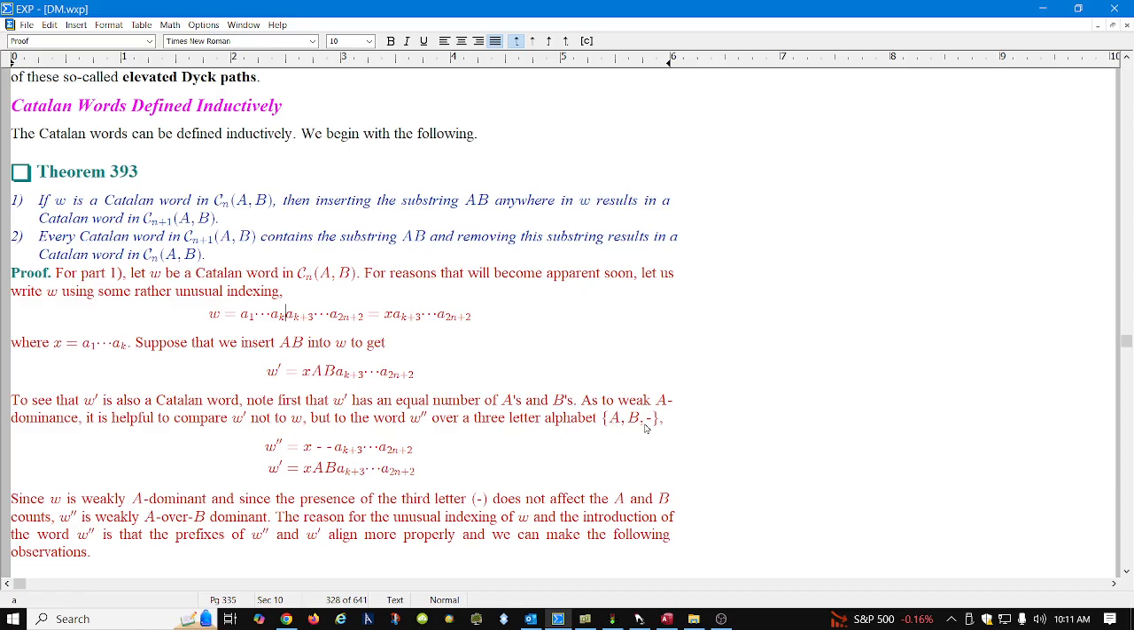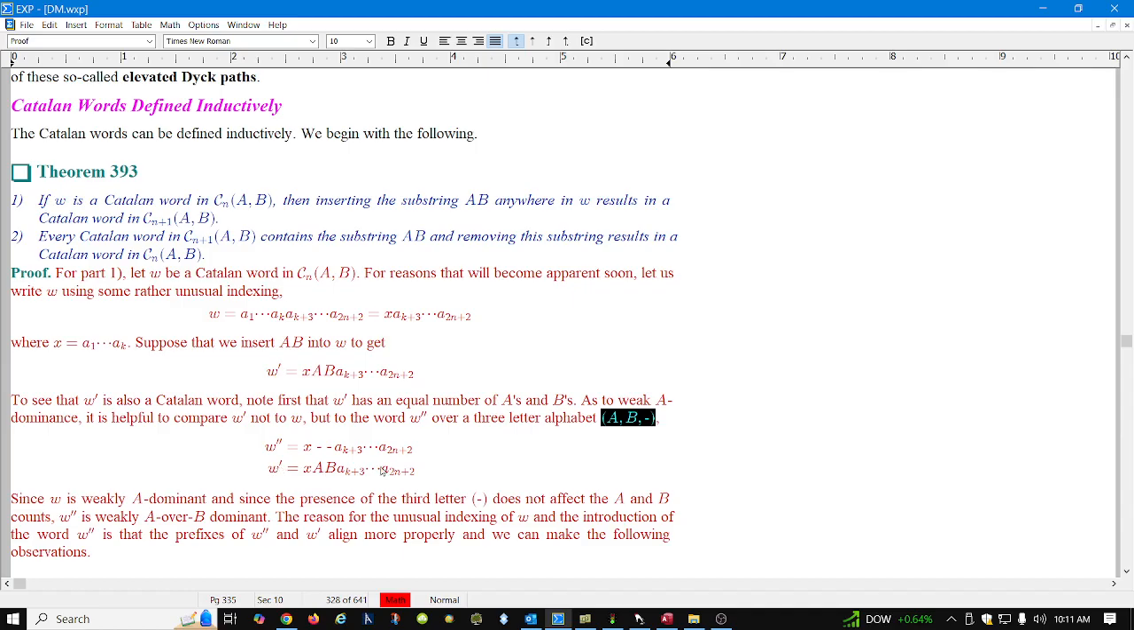So we have A, B, and this hyphen should be ordered alphabet. Then we can talk about A over B dominance. We have to be specific about both letters. Okay. So we're going to slip two hyphens in here where the A and the B are. And so we're going to look at W double prime and compare it to W prime.